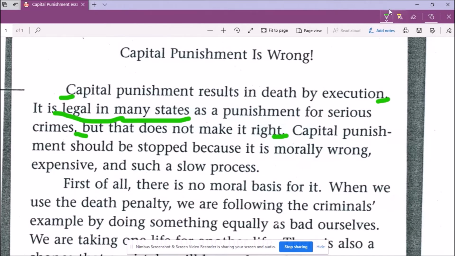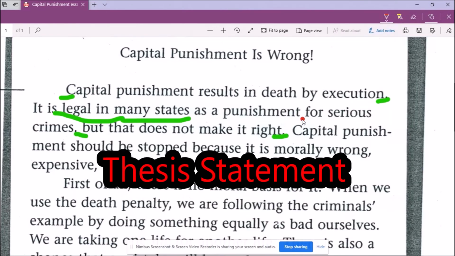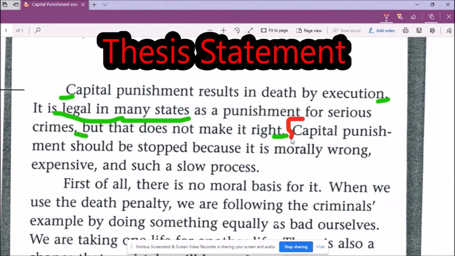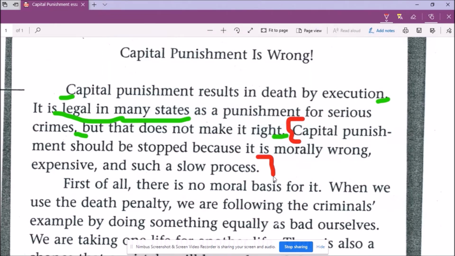The next part is super important, and that is your thesis statement. It's the last sentence of your first paragraph. I'm trying to outline it there, but you can see it there. This one says, capital punishment should be stopped because it is morally wrong, expensive, and such a slow process. So what this person does in this thesis statement is say again what the topic is, which is capital punishment. And then it says the opinion that it should be stopped. And then it gives the 3 reasons that this person is going to use to prove their point.